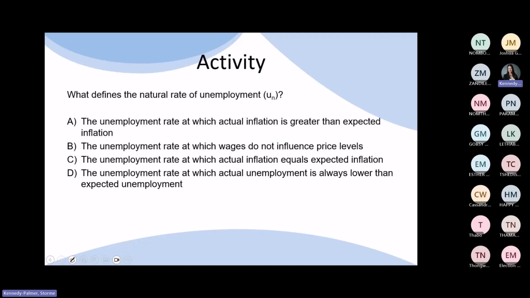Okay, great. Latabo and Gobsby, you have it right again. The unemployment rate at which actual inflation equals expected inflation. So therefore option C is correct. In other words, the natural rate of unemployment is the rate of unemployment required to keep the inflation rate constant. Not necessarily zero, but constant.